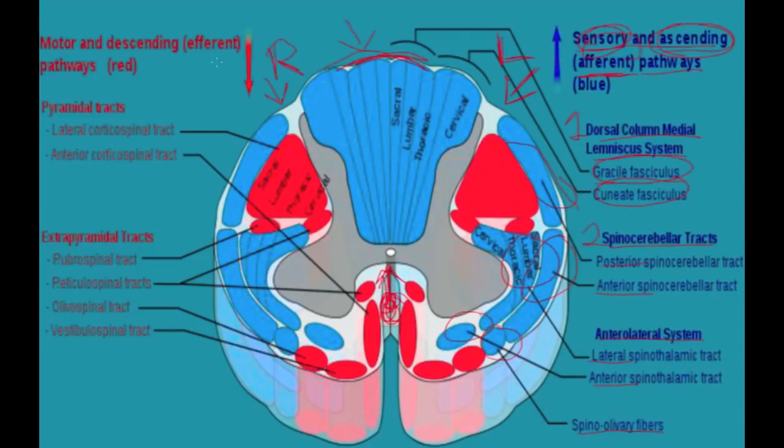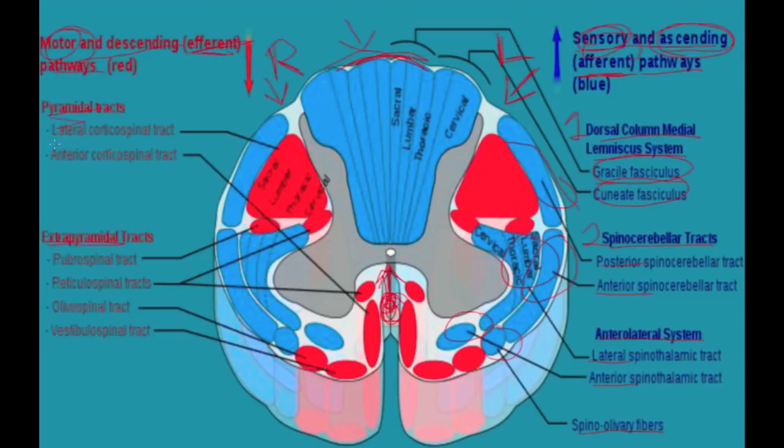Now let's go on to the motor and descending fibers or pathways. Motor, because they control the movement, mostly musculoskeletal, and efferent fibers because they are descending. They are moving away from the center, from the brain to the periphery. These are divided into 2 main tracts, pyramidal and extrapyramidal.